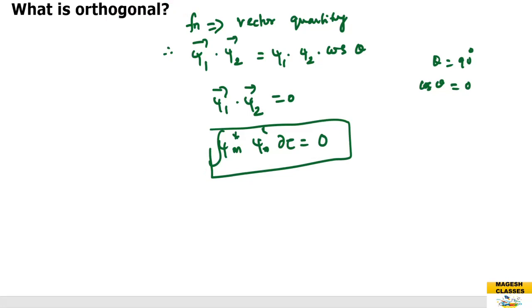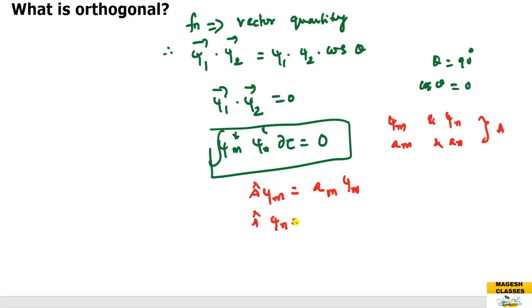Let us consider two non-degenerate eigenfunctions, psi m and psi n. Their corresponding eigenvalues are am and an. The operator is A. So the operator A on psi m gives the eigenvalue am times psi m. Similarly, A on psi n is equal to an psi n. So these are the two non-degenerate wave functions.